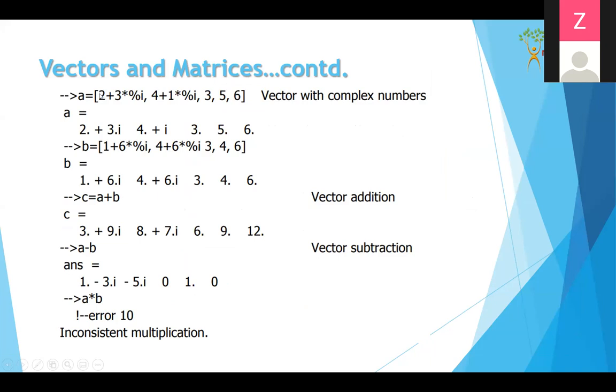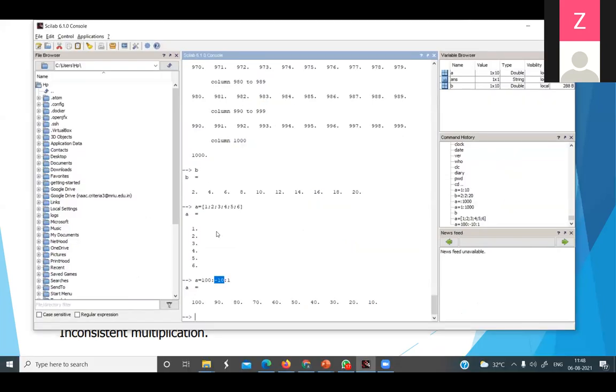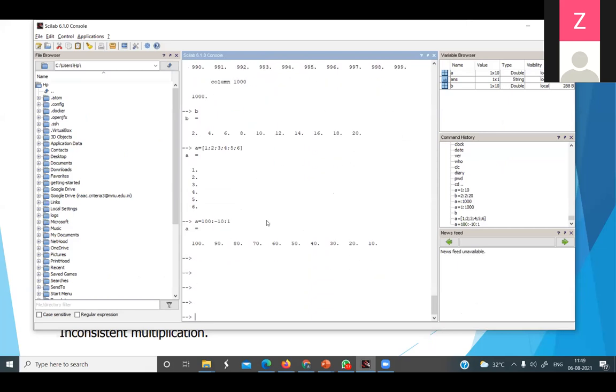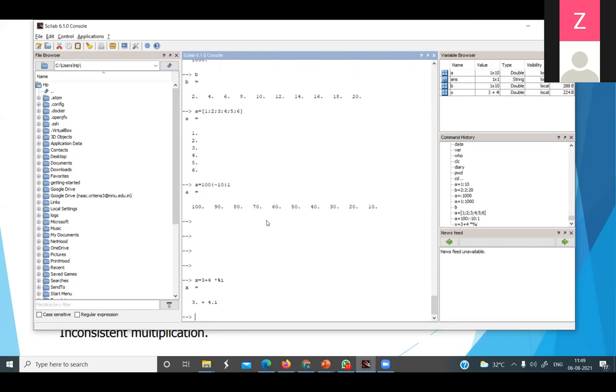I can also use complex number based arithmetic. There are two variables. Suppose x equal to 3 plus 4 iota. Iota is given by percentage i. So this is one complex number. Y is equal to 5 plus 6 iota.